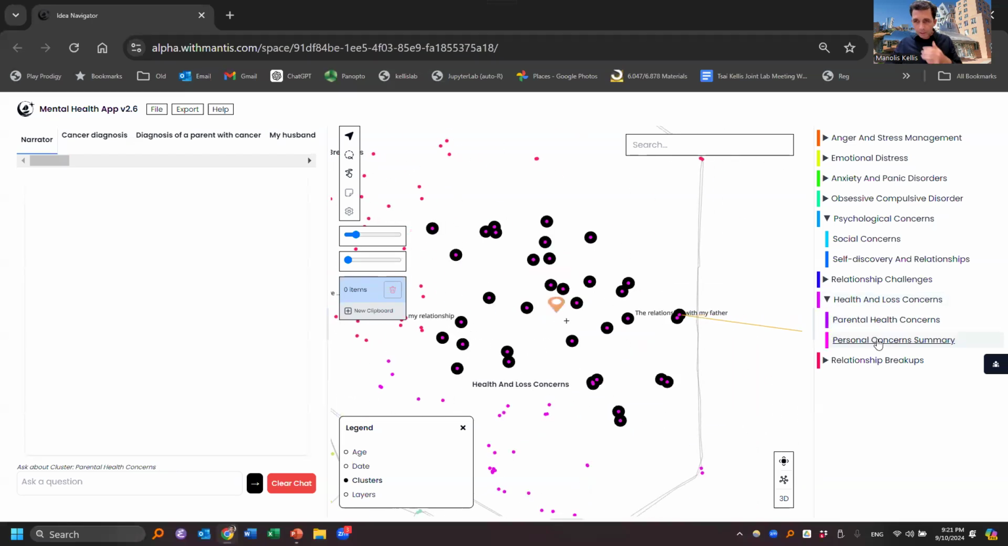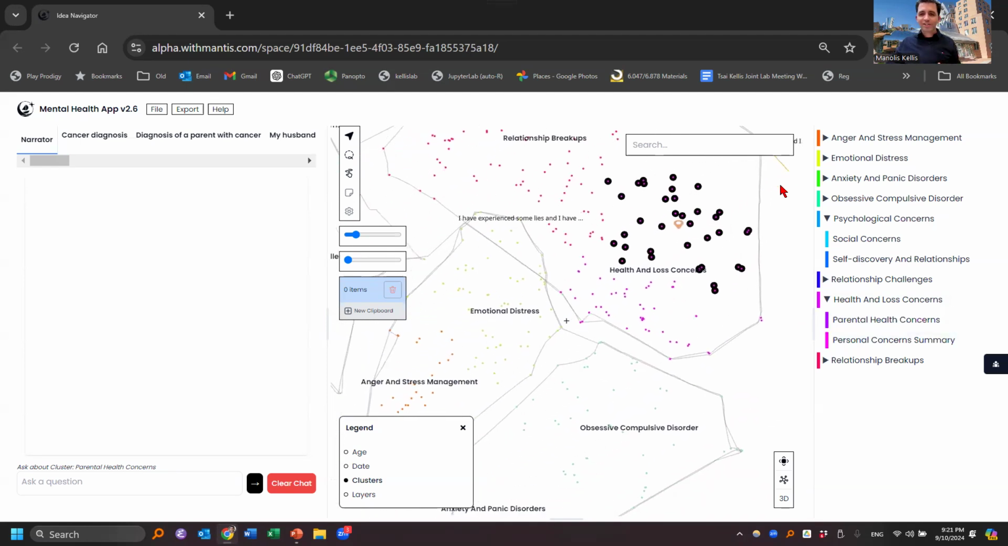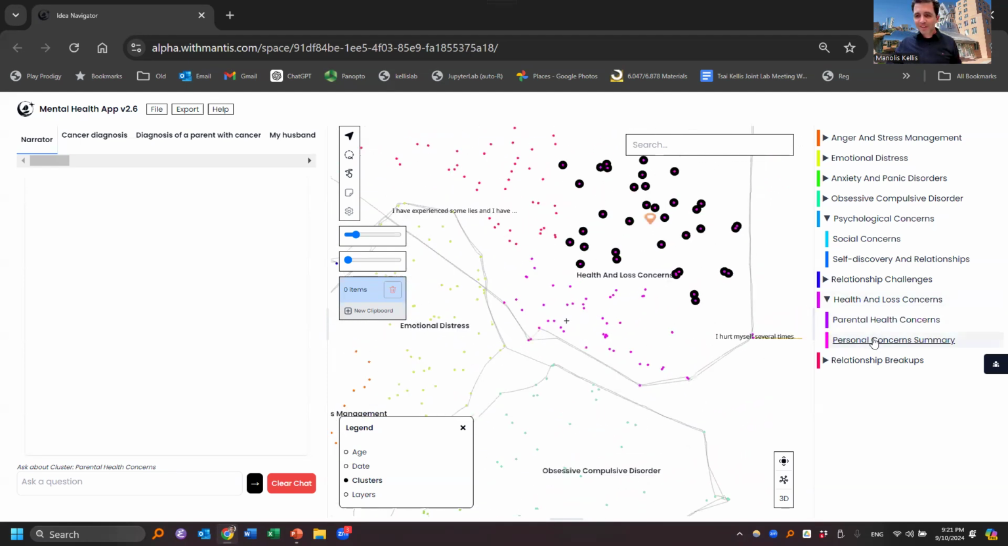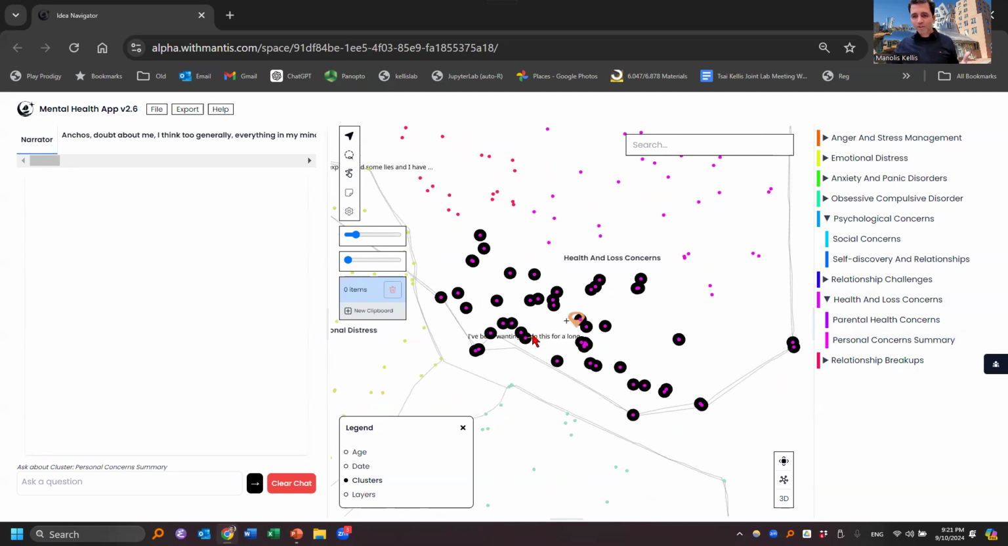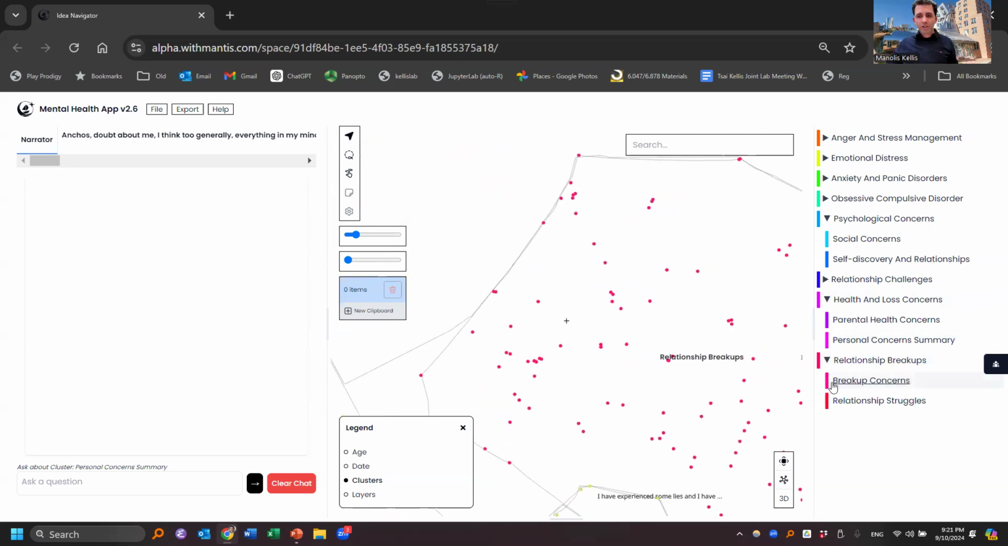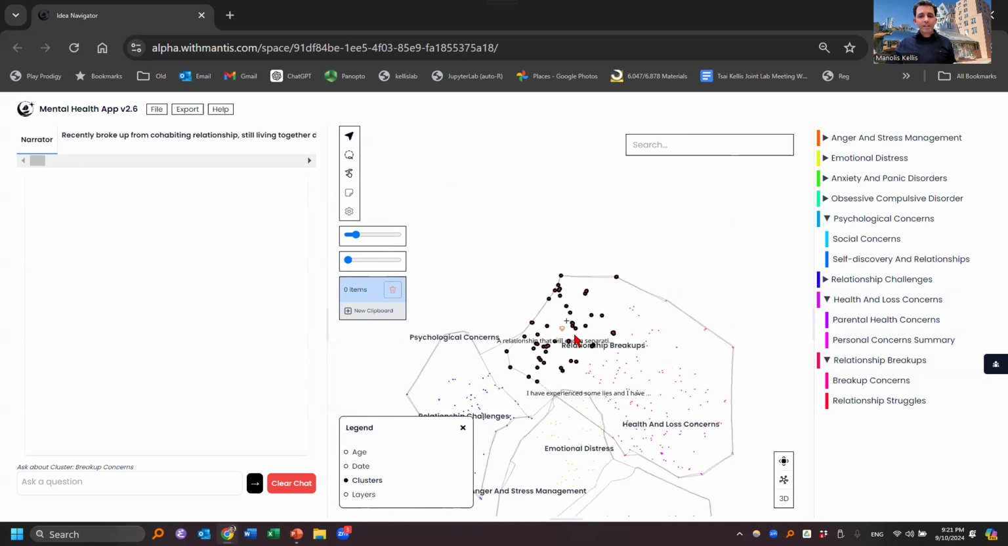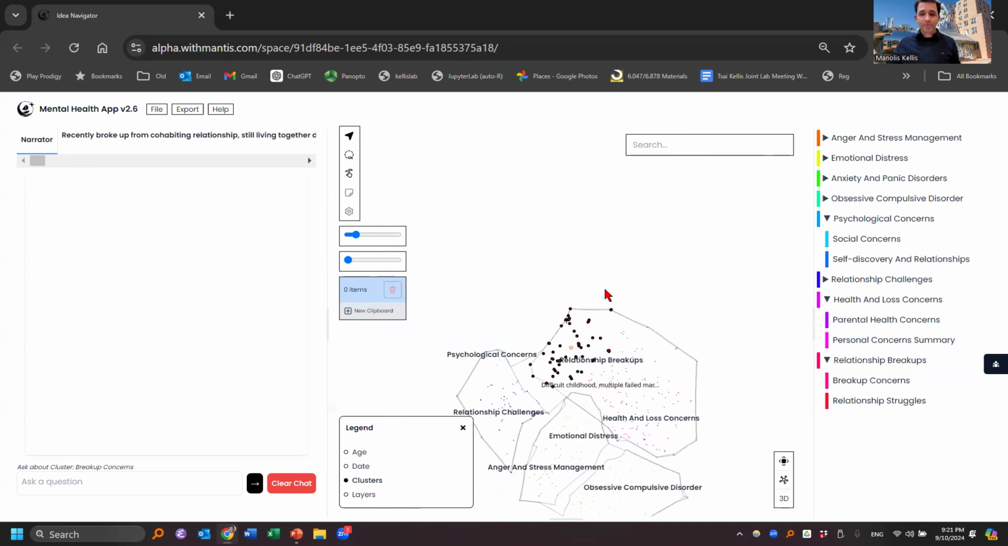Basically, all of these are parental health concerns. Okay, this is in Greece, so it's a little biased. Personal concern summary, etc. So basically, relationship breakups. All of these things happen to you. That's the thing. You suddenly realize that it's not just me. I'm not the only weird person who doesn't fit one of those 1980 categories. All of us are struggling with some of those things.